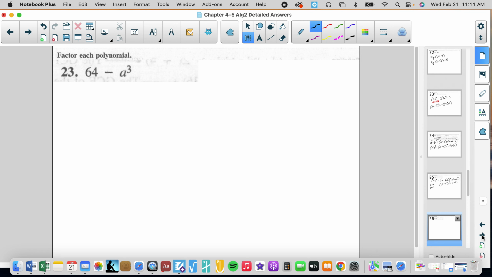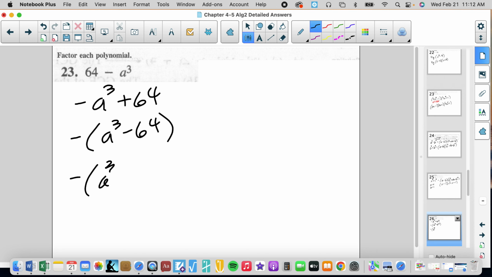Ooh, second problem, really? All right, this is how I do it. I would rewrite it, and then I would factor out a negative because we know that we can't have a first term negative. So I would write this as the difference of two cubes, and we would notice that this is going to be 4 cubed, and so my a is going to equal a, and my b is going to equal negative 4. Or does it equal 4? I think it's just going to equal 4.